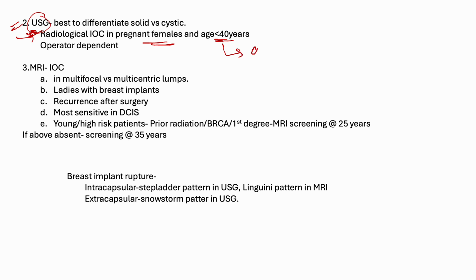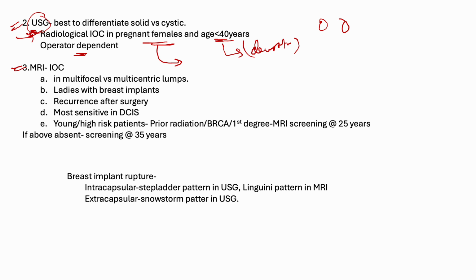I said that because of the dense breast tissue, and also in pregnant females because you can't have much radiation exposure. However, the drawback of USG is that it is operator dependent: from different centers you will get a different size of mass as a reporting. Okay. Third comes the MRI.